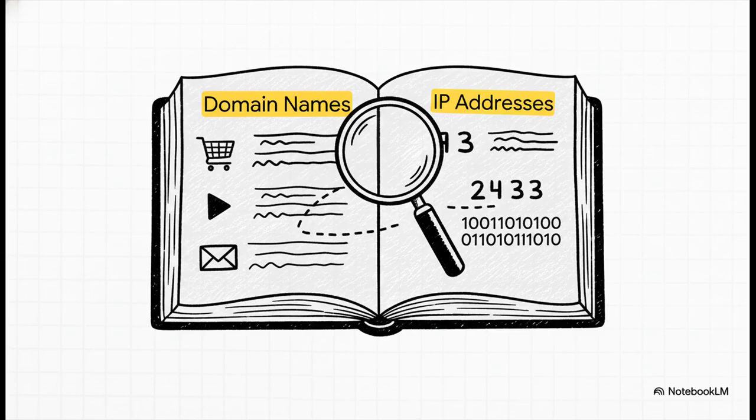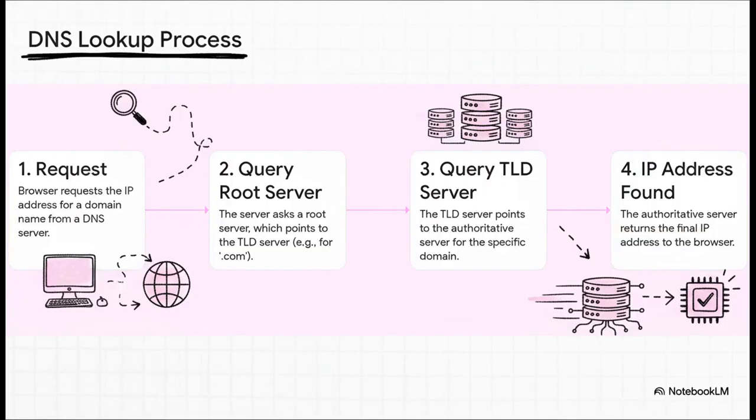And that translator has a name. It's the Domain Name System, or DNS. Its entire job is to be the internet's gigantic global address book. When you type in a domain name, the DNS looks it up and finds the matching IP address. Simple as that. Now, the actual lookup process is kind of like following a trail of clues.